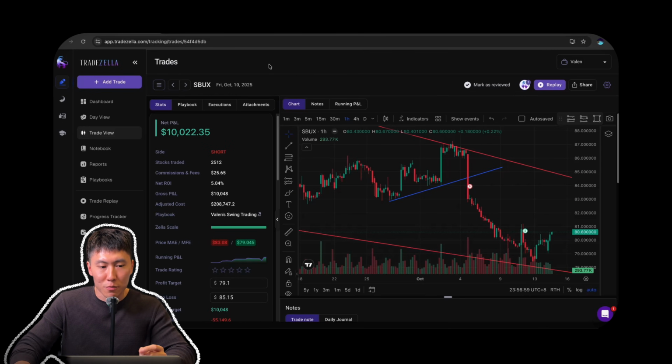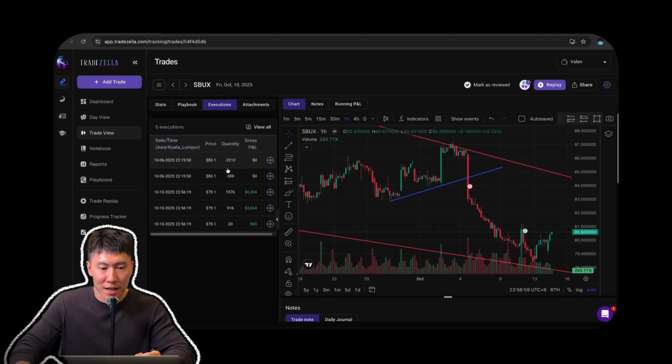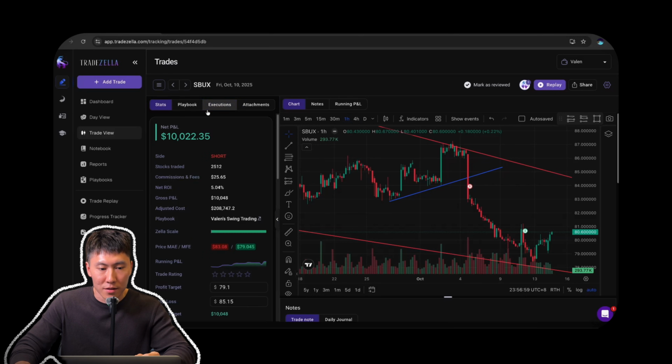So again, if I hop to my TradingView, you can see that Starbucks is one of the trades I've taken live as well. If I go to execution, you can see exactly when I took the trade, which is on the 6th of October, and I exited the trade on the 10th of October as well. So I've made $10,000 on this simple trade.